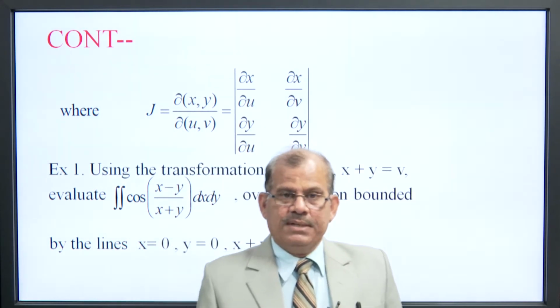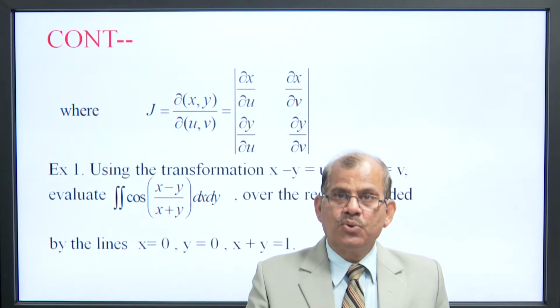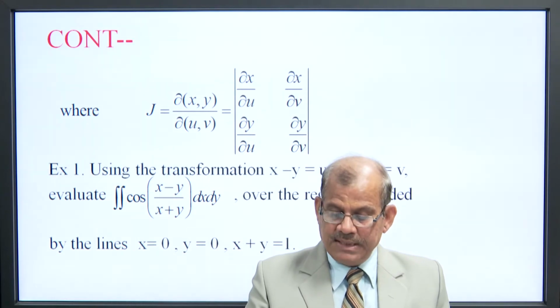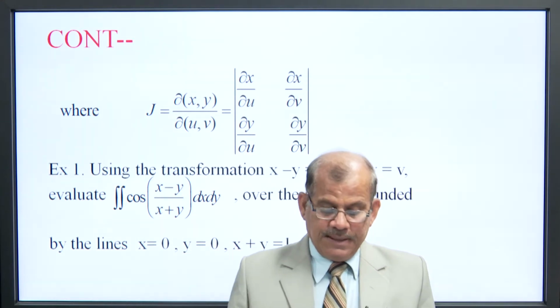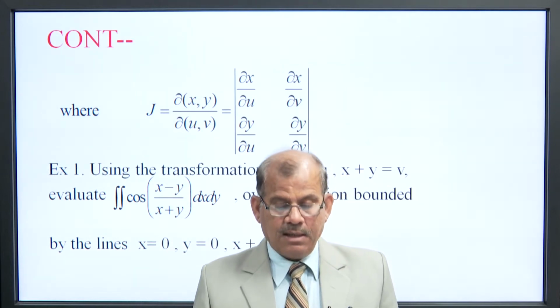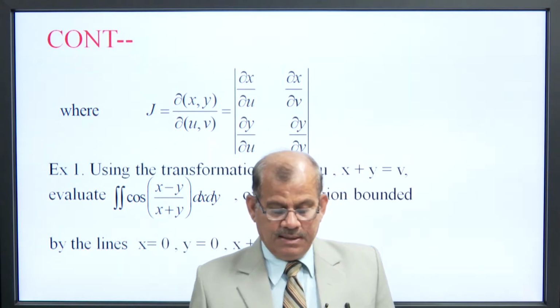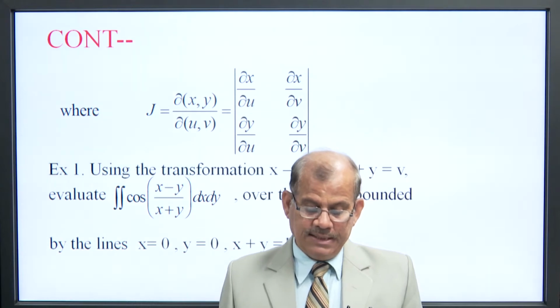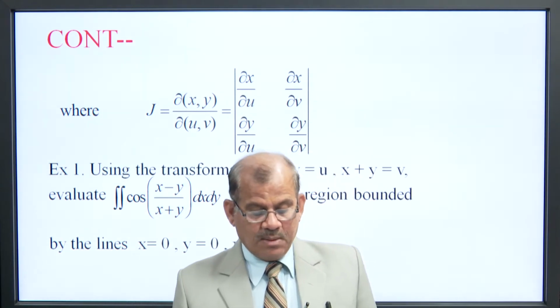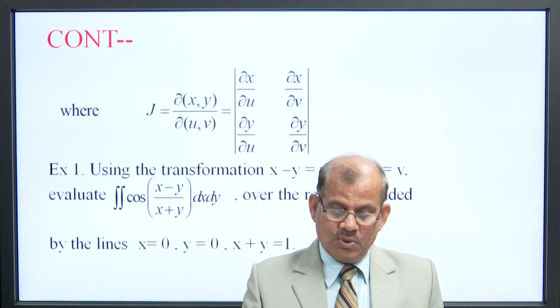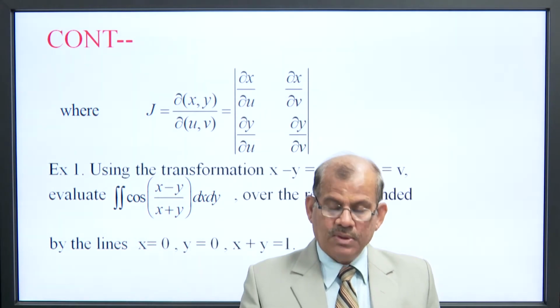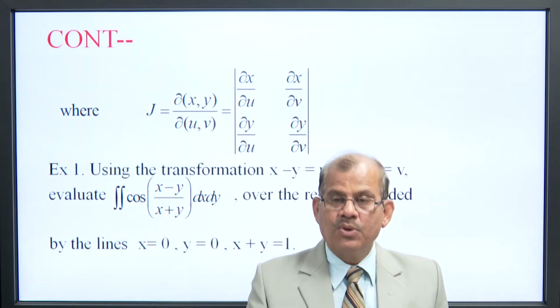Using the transformation x minus y is equal to u, x plus y is equal to v, evaluate the double integral of cos of (x minus y) by (x plus y) dx dy over the region bounded by the lines x is equal to 0, y is equal to 0 and x plus y is equal to 1.